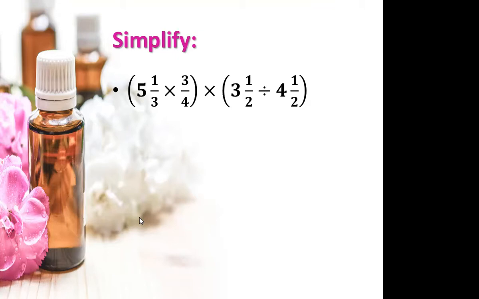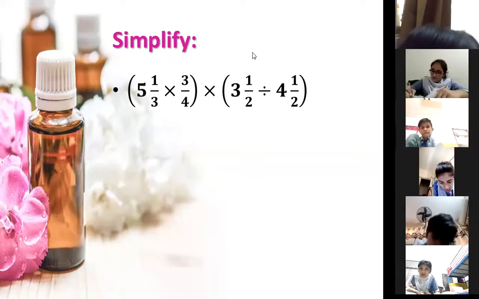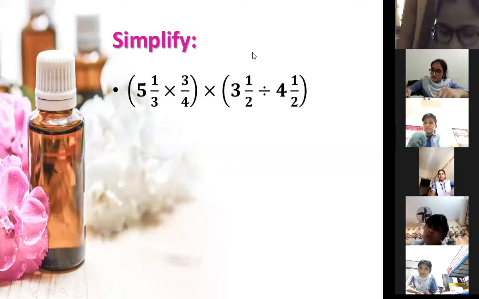5 whole 1 upon 3 multiply by 3 upon 4. Yes, you may start from the same page, beta. Multiply by bracket 3 whole 1 upon 2 divided by 4 whole 1 upon 2. Right? So this is your question. Copied.